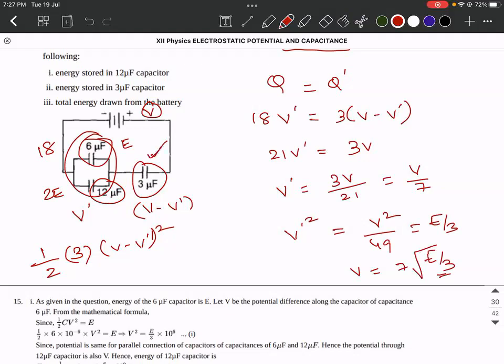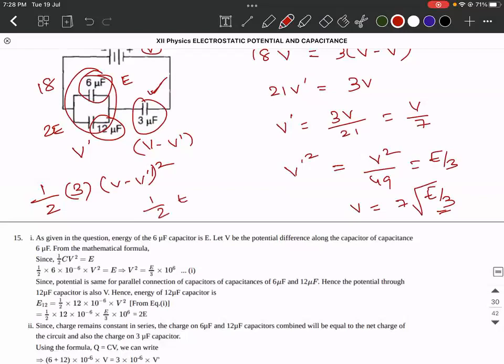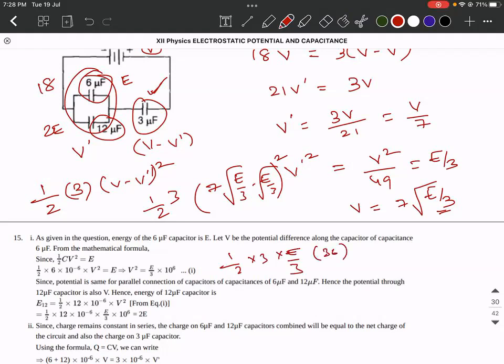So what potential will be here? Why 6? How is it 6 times? We can take it like that, we can do it that way too. So half into E into 7 into root E by 3 minus root E by 3, the whole square. So E by 3 will come out. Correct? So half into 3 into E by 3 into 36. This 3 and this 3 will go. It will cancel, giving 18. So 18 times E is the answer.